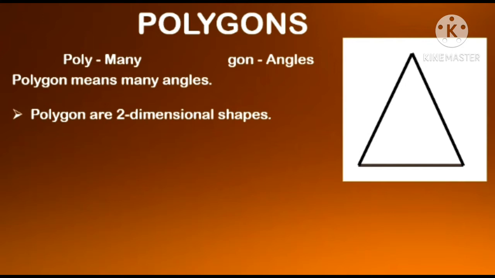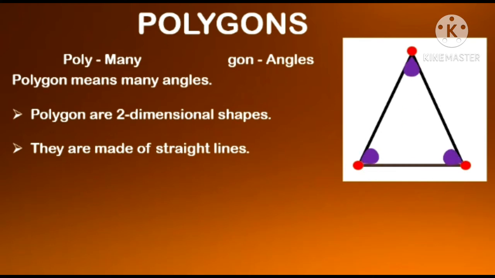See this triangle. As we all know, a triangle has three sides. These sides are made of straight lines. So, the second property is polygons are made of straight lines. See this triangle again. As we know, every triangle has three sides, three vertices and three angles. Here, each vertex is the intersecting point of two straight lines. So, we can say a triangle is a three-sided closed figure.